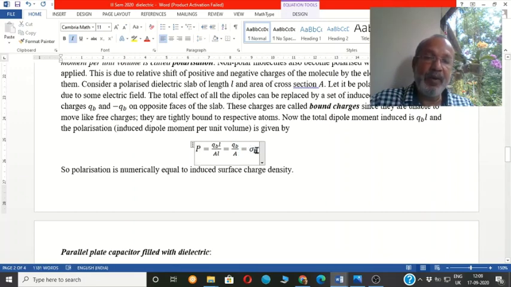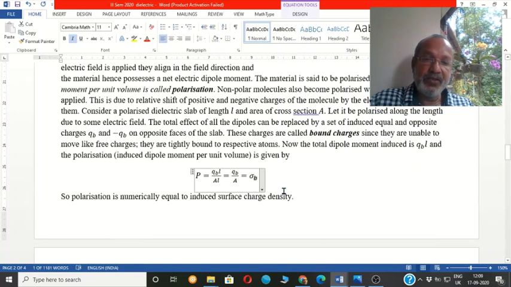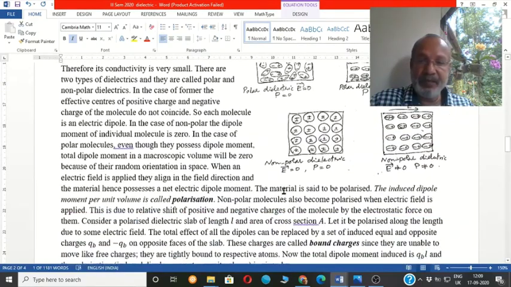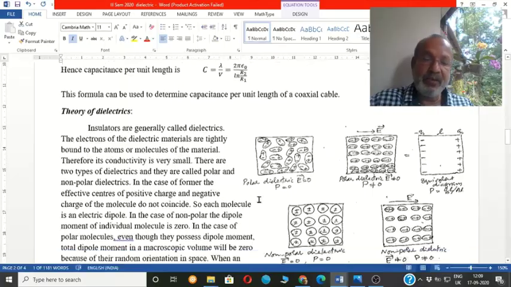And B is for bound, because they are not free charges, they cannot move elsewhere, so they are bound charges, because these are insulators. This is produced due to rearrangement of charges. So these charges are not movable charges, they are called bound charges.